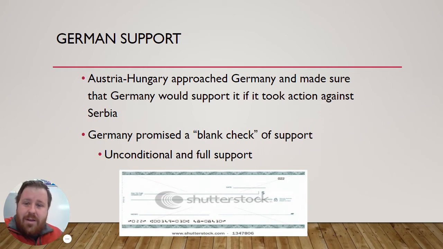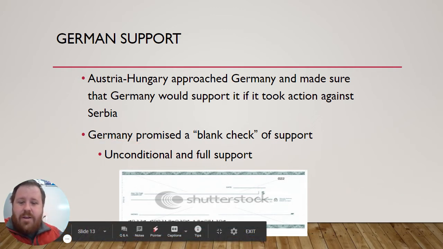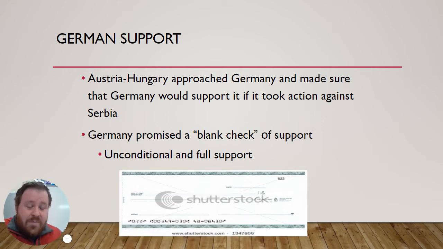So they approached Germany and made sure that Germany would support it if it took action against Serbia. Remember, Germany and Austria-Hungary are in an alliance together. So Austria-Hungary says, "Hey, Germany, could you support us if we go to war with Serbia?" And Germany promised a blank check of support. Now, I know you all don't really use checks anymore, but just for context, if you give someone a blank check, which means you just sign it and don't put any number on it, they can put whatever number they want there, and cash the check.